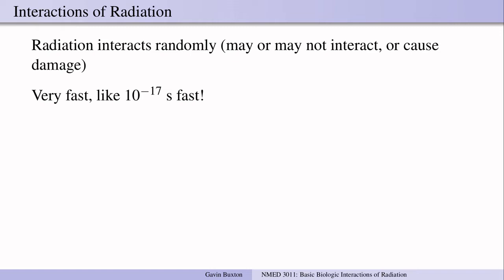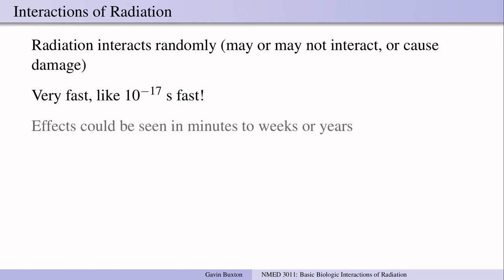In terms of the actual photon or whatever interacting with a piece of material, we're talking like 10 to the minus 17 seconds fast, right? So it's incredibly fast. But we don't see the effects of this until after what's referred to as the latent period. And the latent period is just how long it takes for these effects to present themselves. And this effectively means that we're looking at changes in tissues or the organs, and they might not be seen until after weeks or in some instances, even years.